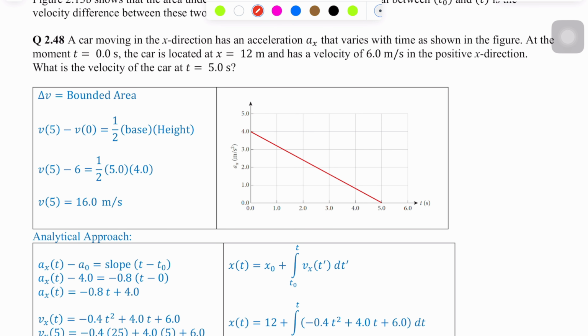A car is moving in the x direction with an acceleration ax that varies with time. So we have an acceleration versus time graph, as shown in the figure. At the moment t equals 0, when time is equal to 0, the car is located at x equals 12 and the initial velocity is 6 meters per second. What is the velocity? Means we are looking for v final at time 5 seconds.